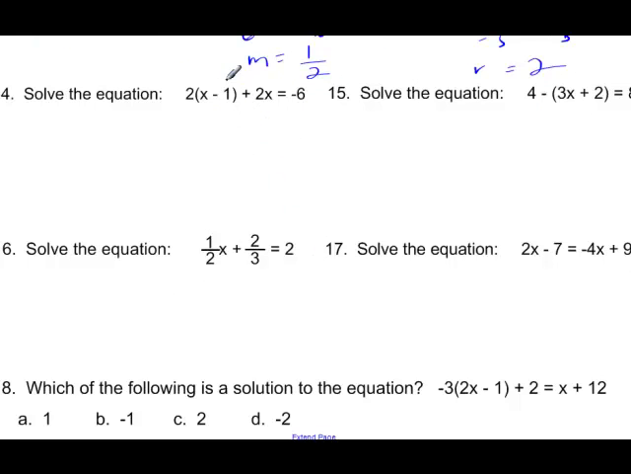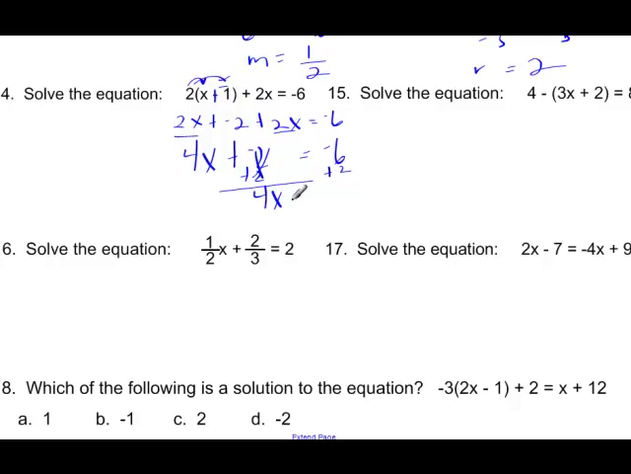No fractions. Variables are over here on the left, so that's good. I do have subtraction. And I do have distributive property. So that's what? 2x plus negative 2 plus 2x equals negative 6. What am I going to combine? 2x, 2x is 4x. There's our two-step equation.